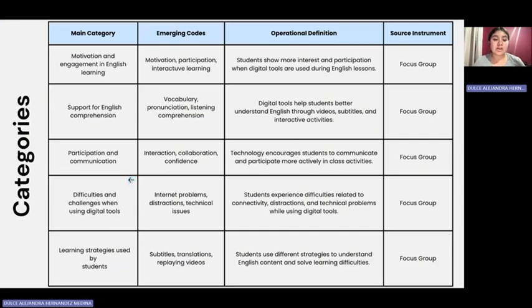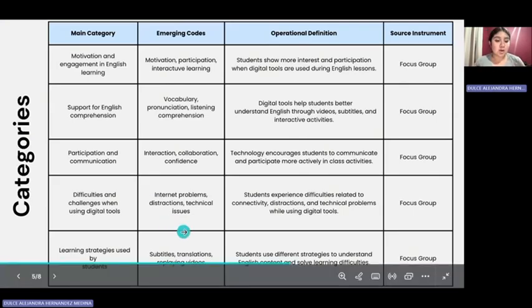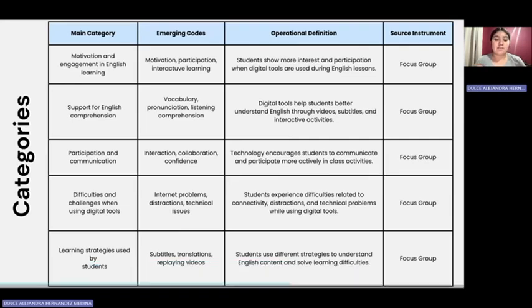The codes on difficulties and challenges were internet problems, distractions, technical issues. Here the students share that they experience difficulties related to connectivity, distractions, and technical problems while using digital tools. And the codes in learning strategies were subtitles, translation, replaying videos. Here the students use different strategies to understand English content and solve learning difficulties.